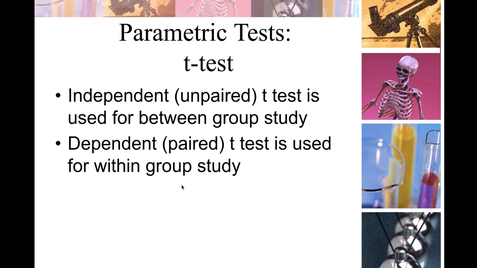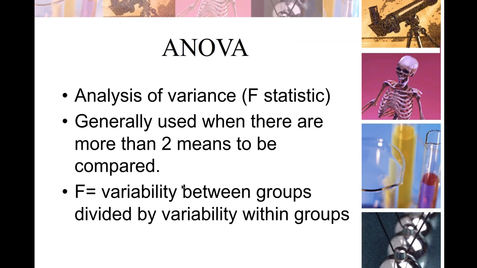But you can also have a dependent or a paired t-test where, let's say you have one group of participants and they go through a study, you give them a pre-test, you give them a post-test, and you're comparing the same people taking the pre-test versus the scores of the same people taking the post-test. That would be a within-group study. So you'd have a dependent or a paired t-test for that. Okay, and we'll talk a little bit more about that in a little bit, or maybe in a different lecture.